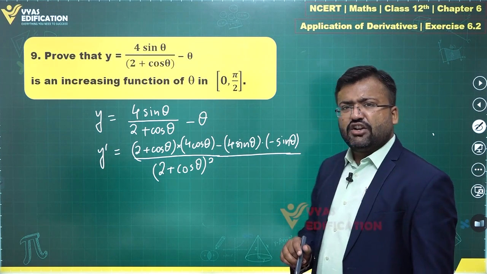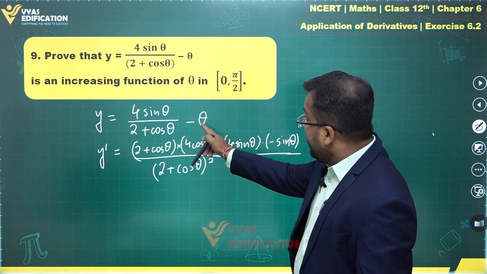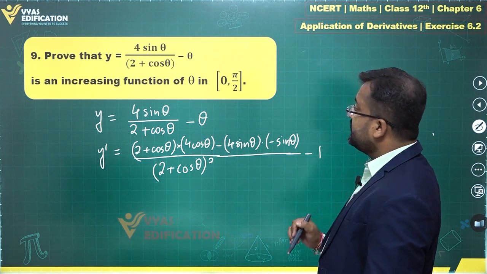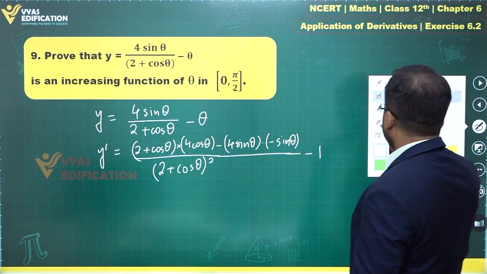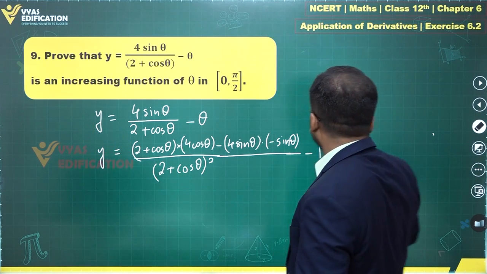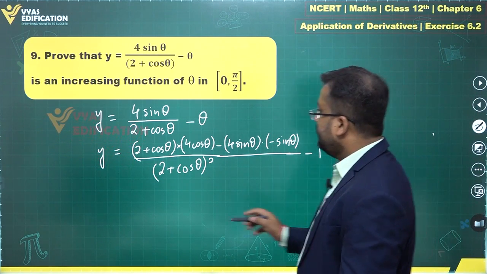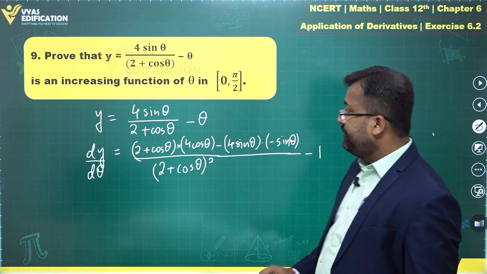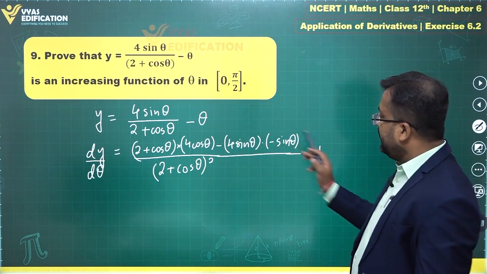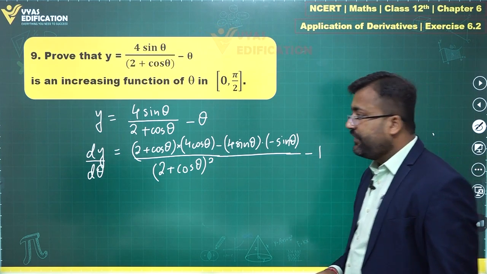Is that all? Yes. There's a theta as well, so you'll have a minus theta. You're finding the derivative with respect to theta. Don't make a mistake in that. This is not the derivative with respect to x. This is the derivative with respect to theta. So you are finding dy over d theta, mind you. So the derivative of theta with respect to theta is 1.